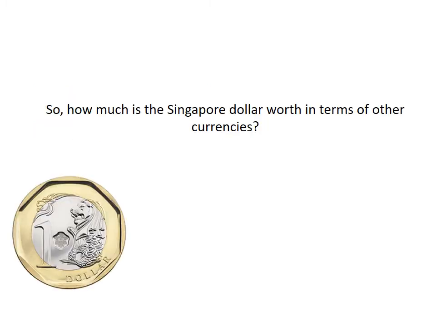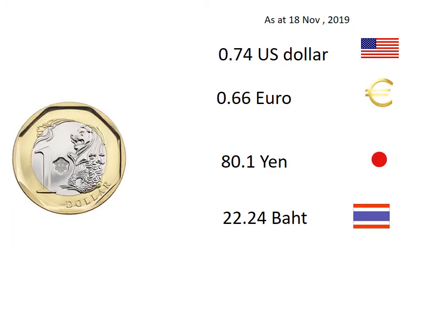Now, how much is the Singapore dollar worth in terms of other currencies? I'm using 2019 rates at the end of the year. So at the end of 2019, one Sing dollar can fetch you 0.74 US dollar, or it can fetch you 0.66 euro, you get 66 euro cents, or you can get 80.1 Japanese yen, or you can get 22.24 baht.